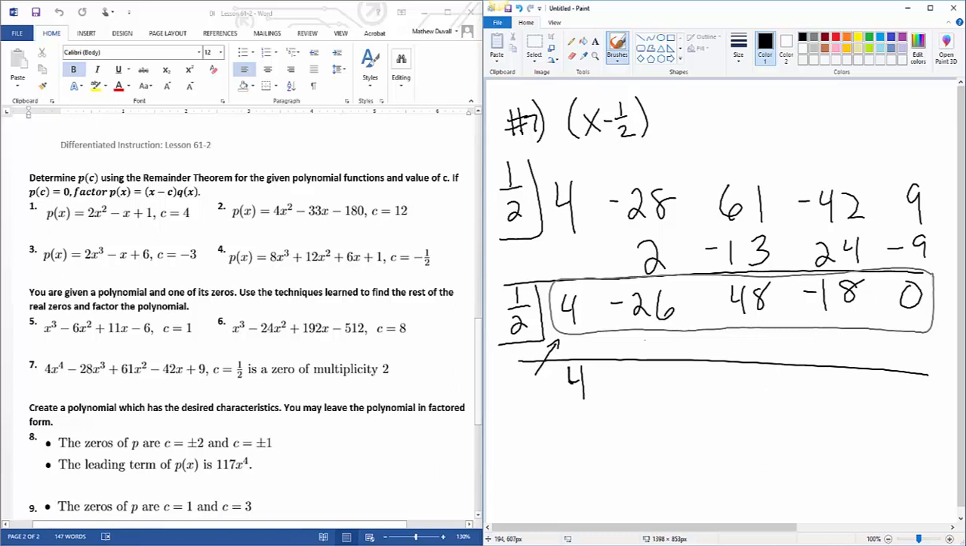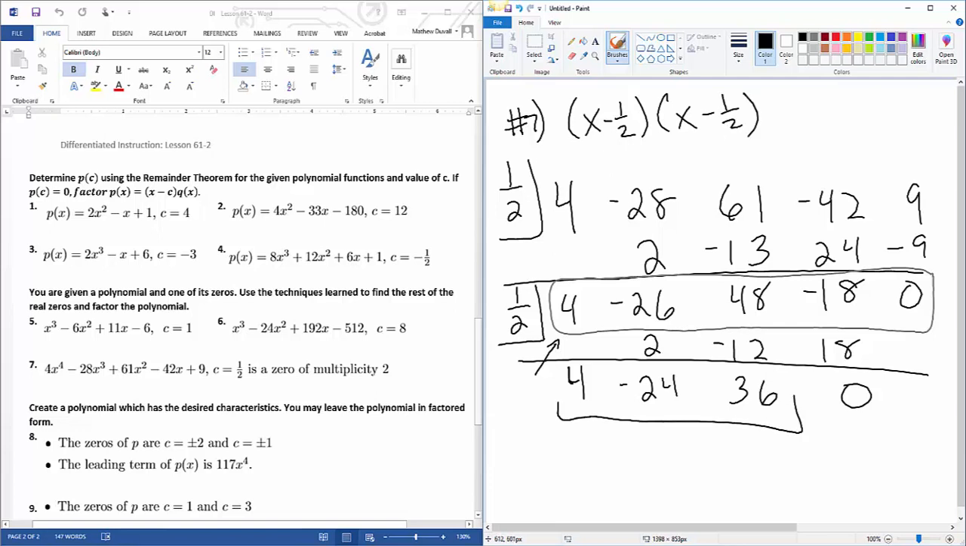Add straight down, multiply, add, multiply, add, multiply, add. It worked. Then I know that I have x minus 1/2 again. And so now your job would be to factor that further.